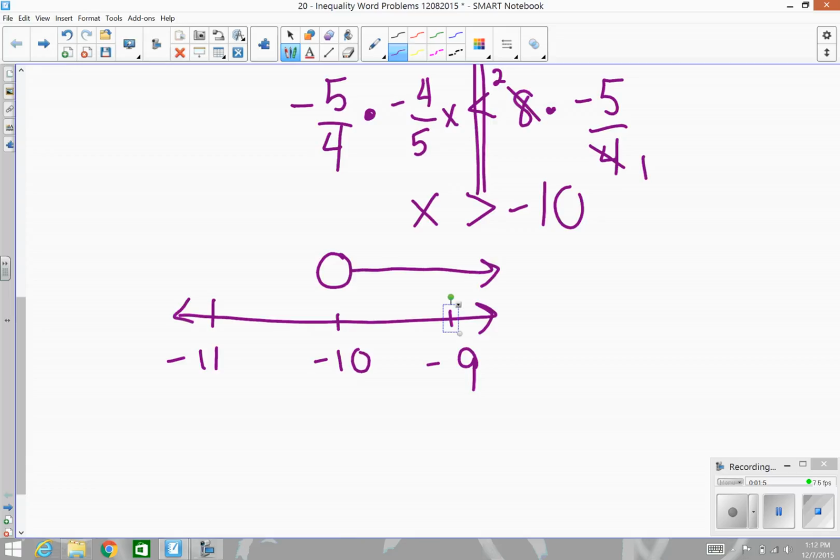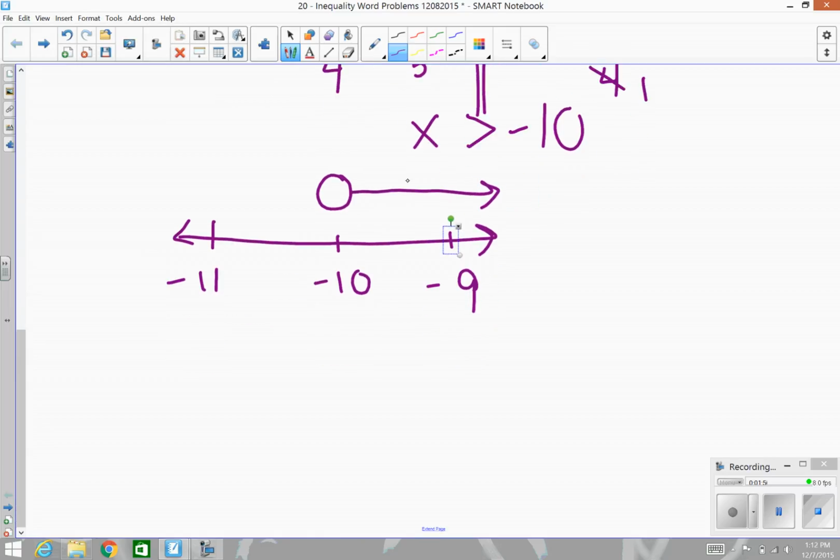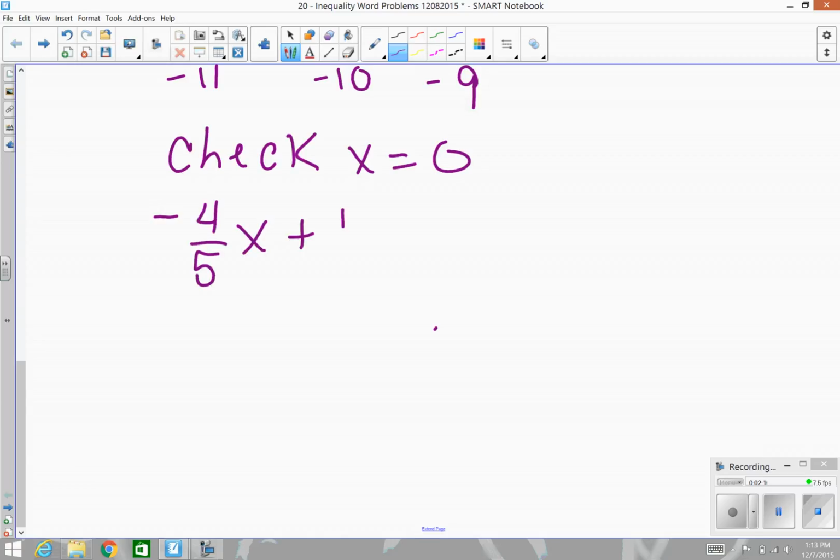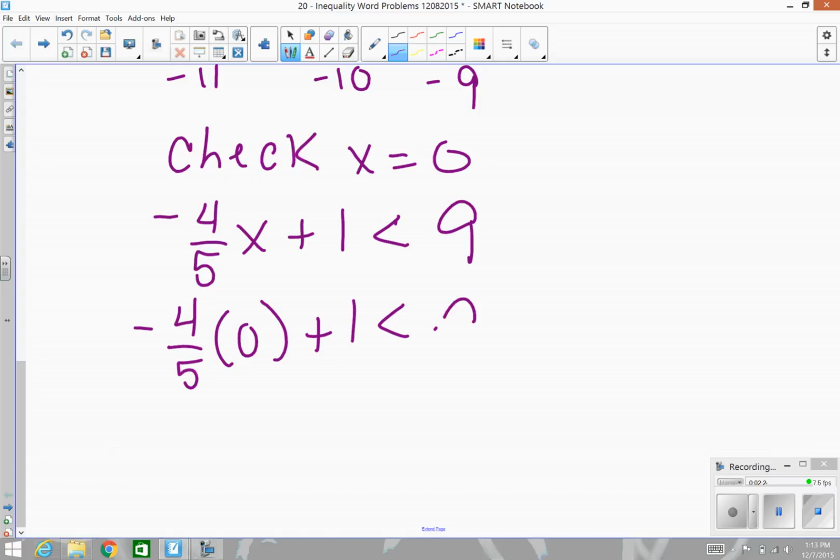Okay. Now we do have to check, and all we have to do is select a number that's in our solution set. So basically any number that's greater than negative 10. You know, I personally always like 0 the best. Okay, so I'm going to rewrite the original, and I'm going to let x equal 0. So we have negative 4/5 x plus 1 is less than 9. Negative 4/5 times 0 plus 1 is less than 9. This will just be 0. 1 is less than 9 is true.